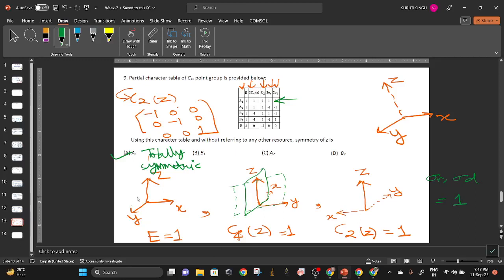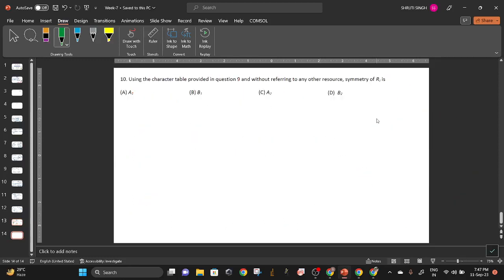Okay, so the next question is the same thing, but here instead of z we have Rz. Rz means rotation along the z direction.